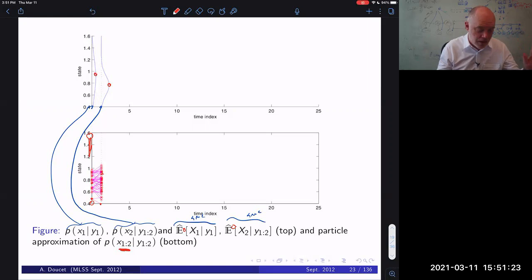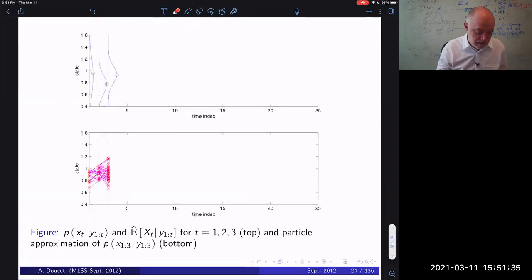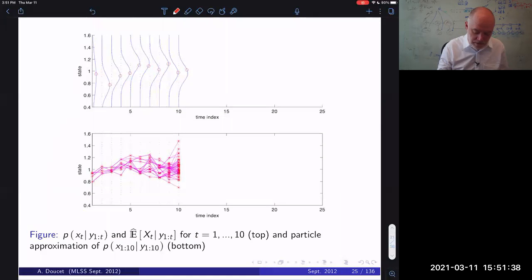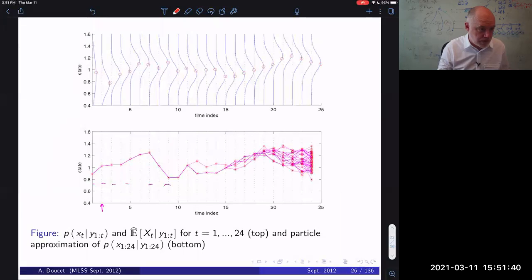They've been resampled away, right? So there are n particles here, but there are fewer than n distinct values here. A particle is a complete trajectory, but the number of distinct values is going to go down, and it will continue to go down, and so on and so forth. And this leads to something called particle degeneracy.